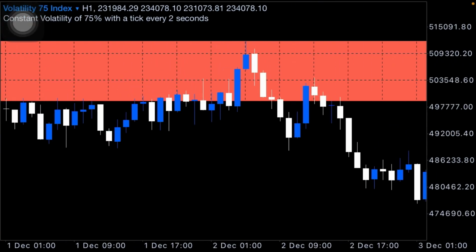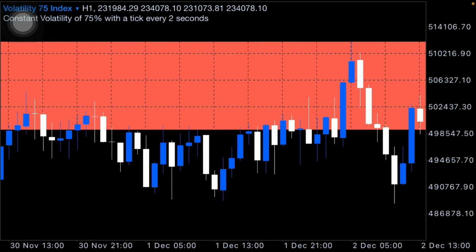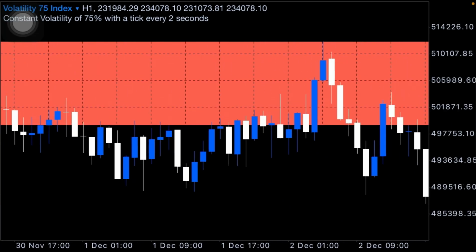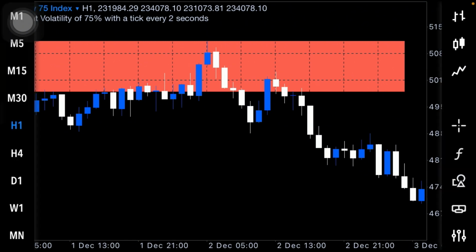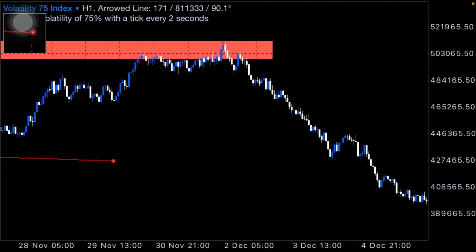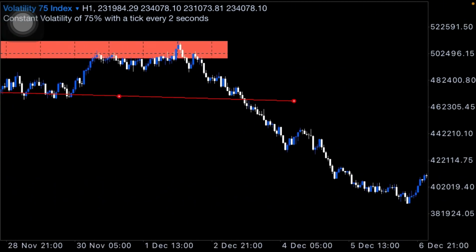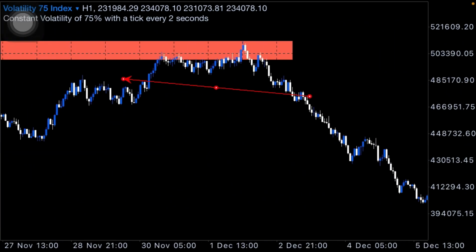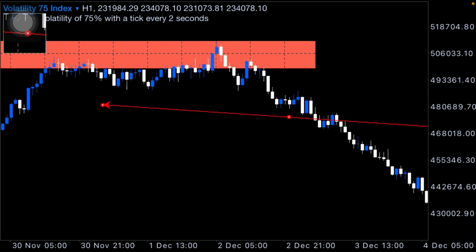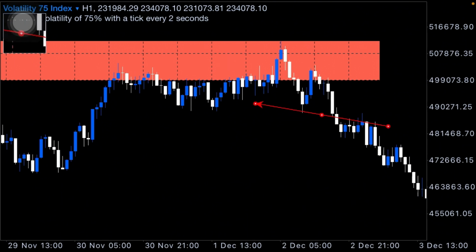Now, as price comes and touches the point of interest, you'll be patiently looking for that setup, and you could find one here. Where's my cursor? Let me drag my arrow.